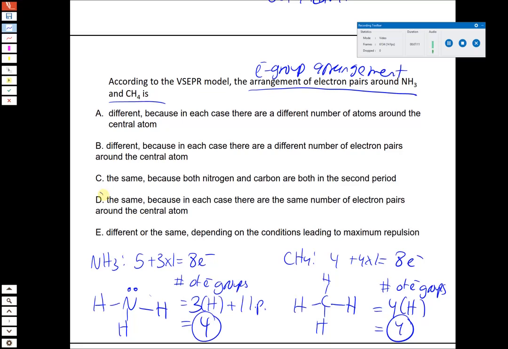The arrangement of electron groups is the same because in each case there are the same number of electron pairs around the central atom, 4 for both of these. So they're going to have tetrahedral electron group arrangements. They would have different molecular geometries because NH3 has a lone pair, which makes it trigonal pyramidal. CH4 does not, so that's going to just make this one tetrahedral. But the arrangement of electron pairs will be the same for both because they both have exactly 4.